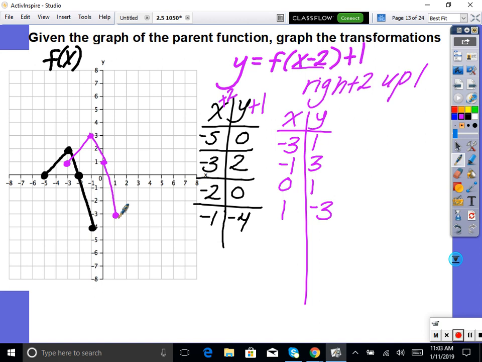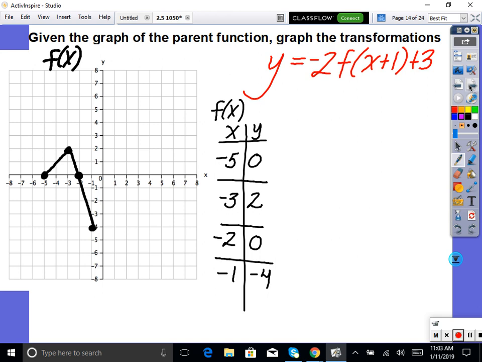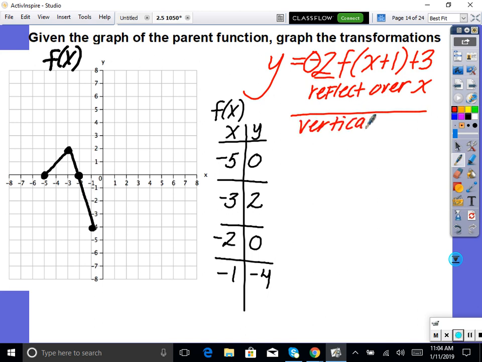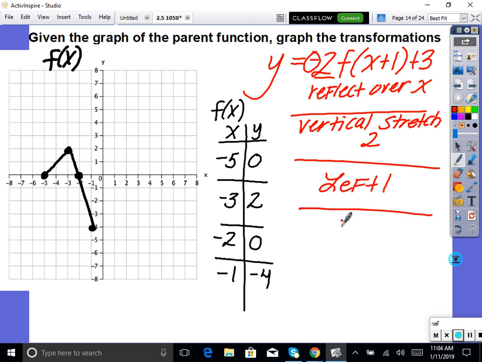We've done this though, right? 10 times? Okay. Let's do one with a lot more involved, because order matters in which you apply the transformations. So I'm going to write down the transformations. Reflect over the x-axis. Then after that, we have a vertical stretch of 2. Then we have a left 1. And we have an up 3.